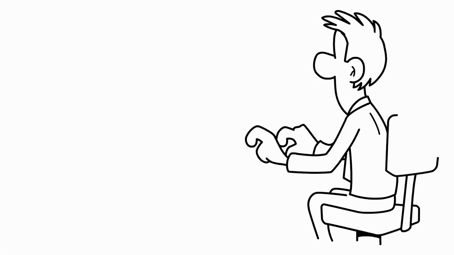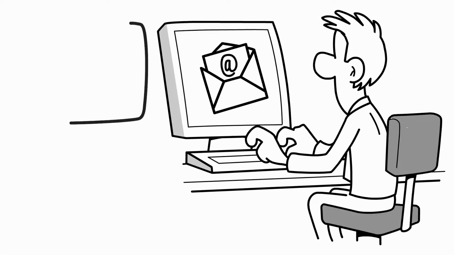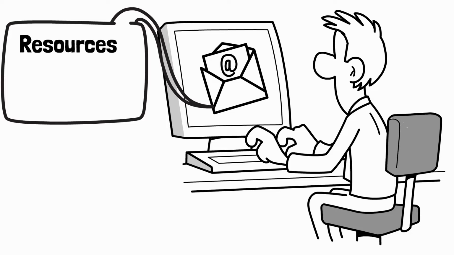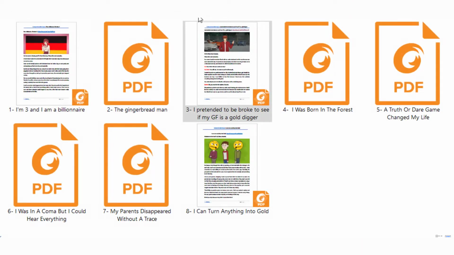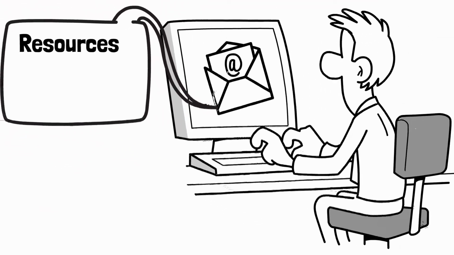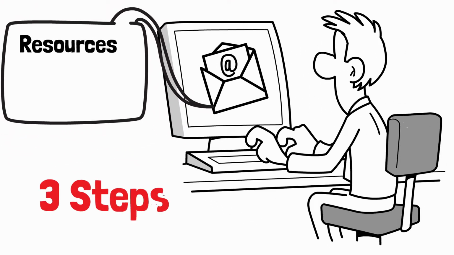If you can watch this video, it means that you have in your mail the resources for this part. In the resources, you will find 8 PDF files. Each of them contains one story. We will read one story per week. What you will do is simple. It is in 3 steps.